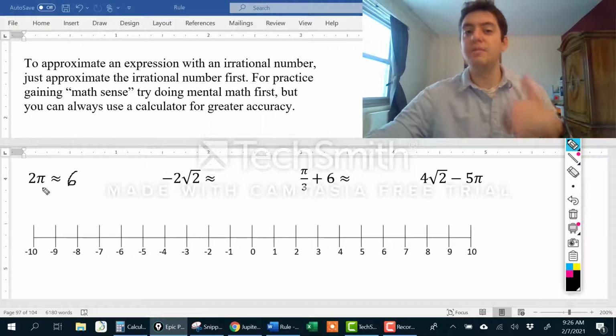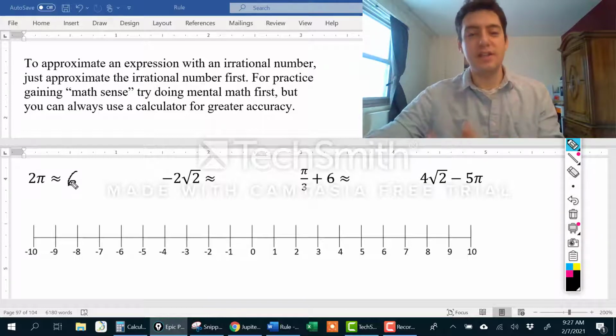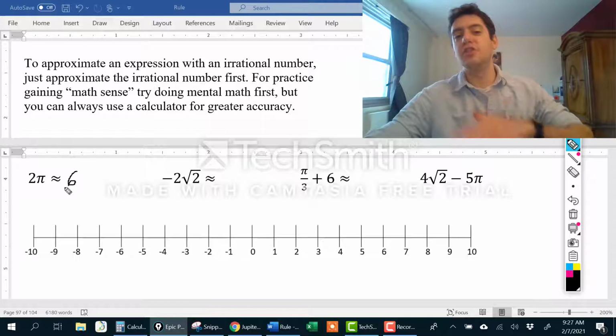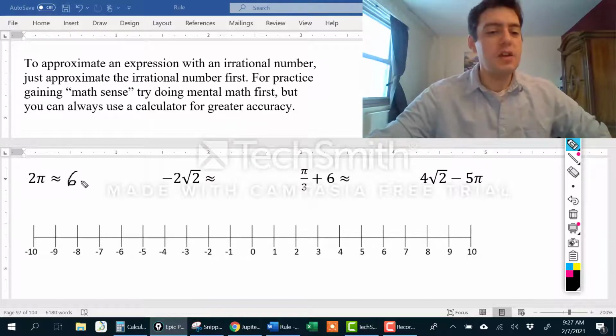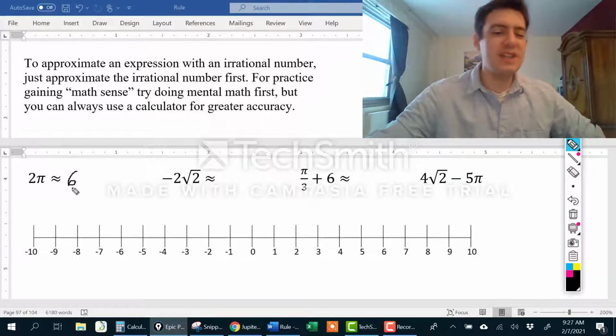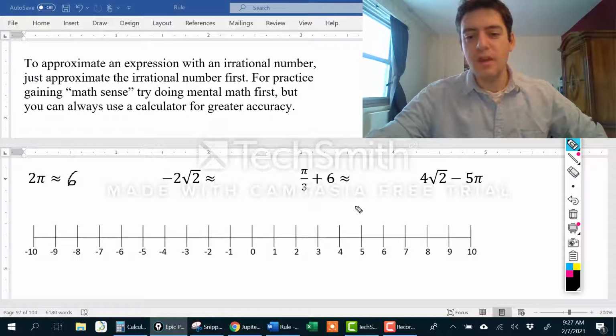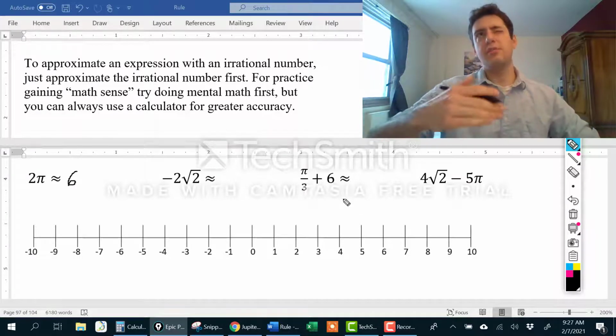Pi is actually a little bit more than 3. So really, 2 pi should be a little bit more than 6 since I undershot it, right? But if I were to place 2 pi on a number line, I could say since I know it's a little bit more than 6, it's not going to be up to 7 because it's not greater than 3.5.